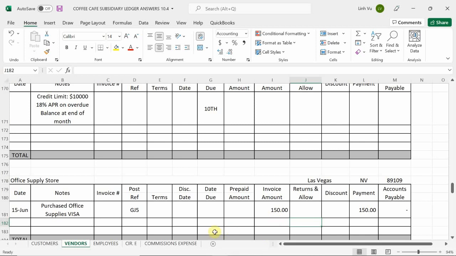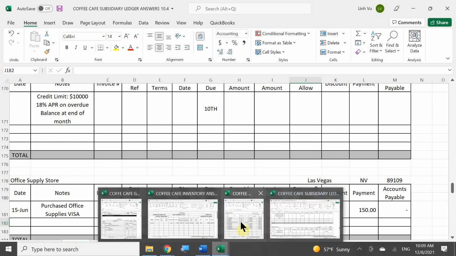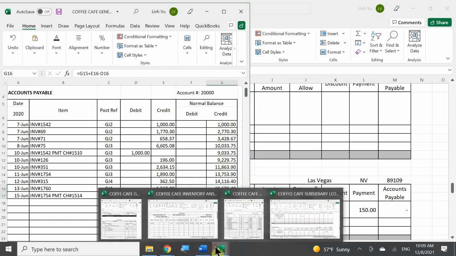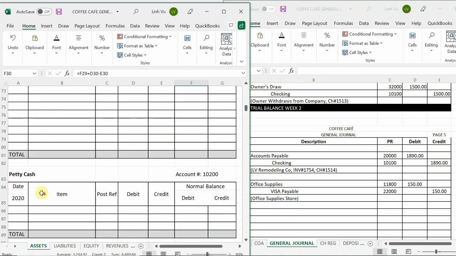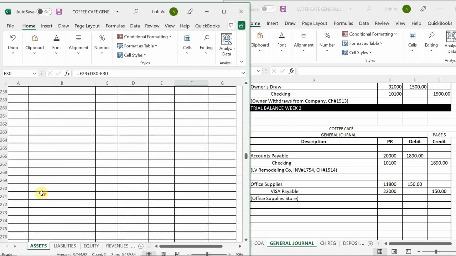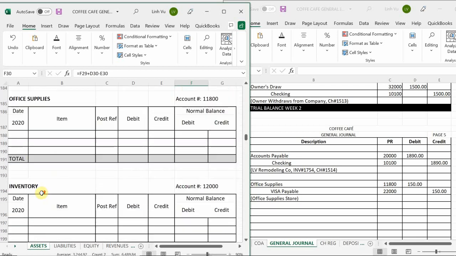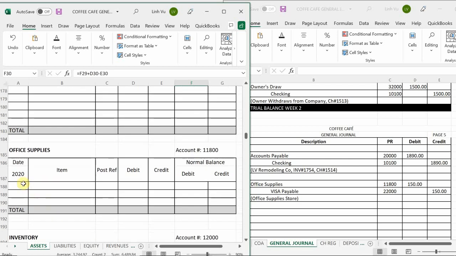And then we can go to the general ledger. And we can go to assets, to office supplies, and debit 150. Or till we find it. And then 215 item. You don't have to put a note here because it's already straightforward. Yeah. And then general journal 5, 150. Debit, and then debit 150.